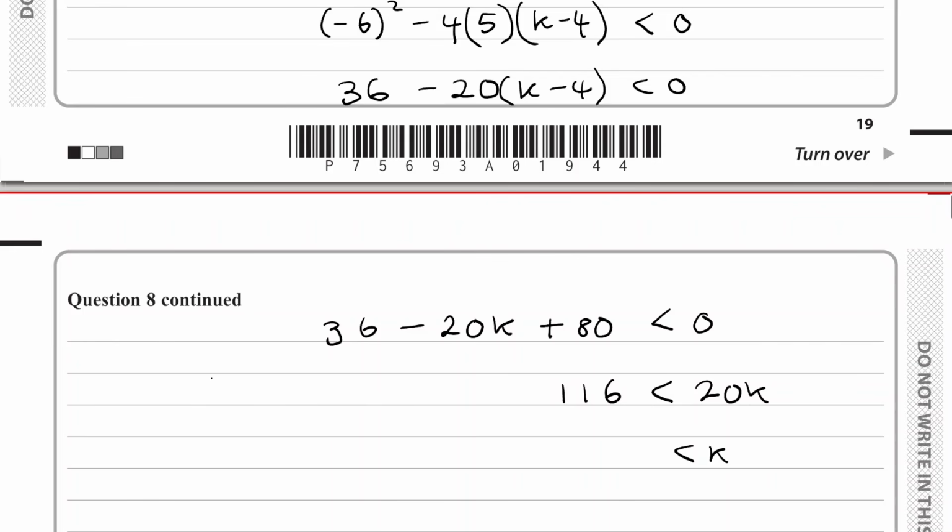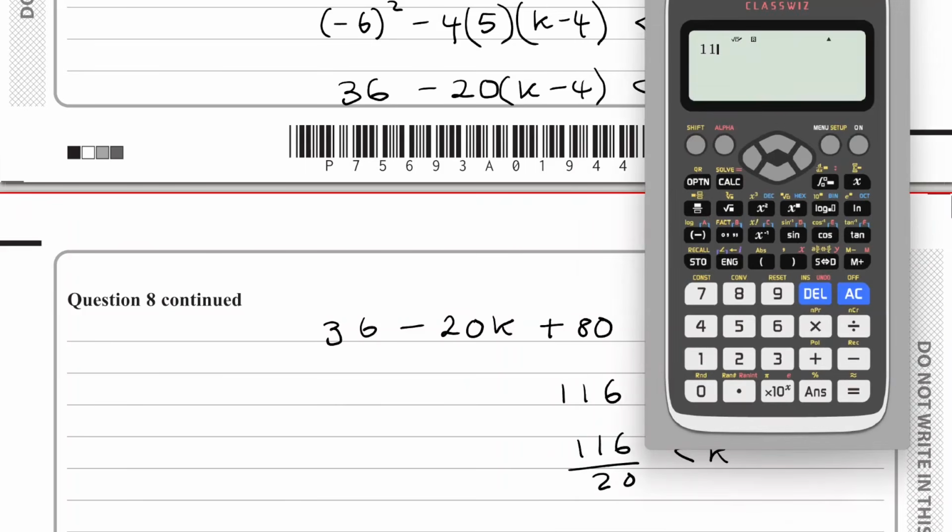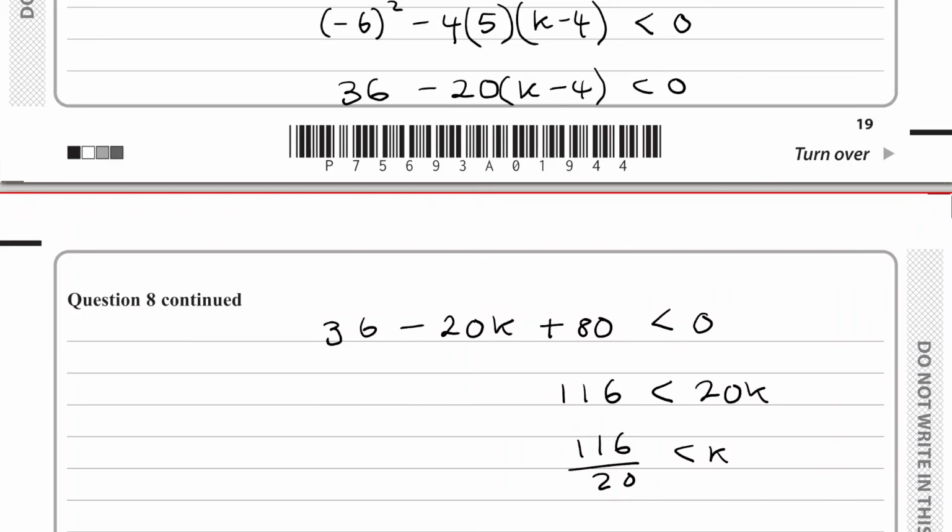Divide by 20, 116 over 20, 58 over 10, 5.8 or 29 fifths. So it's where k is bigger than, what was it? 29 fifths.